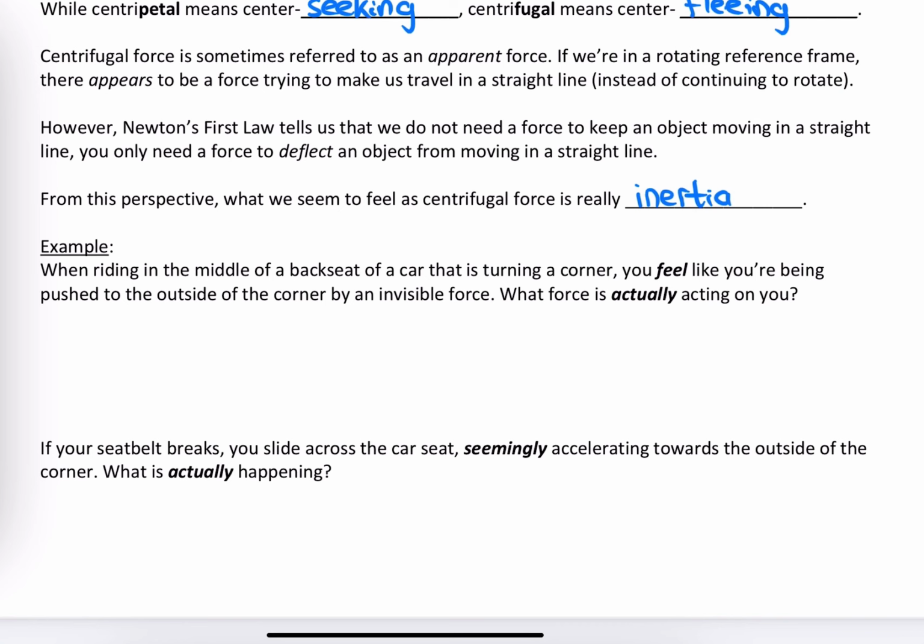Okay, and so this example here of the backseat of the car is what I've been talking about. If you're riding in the middle of the backseat of a car and it's turning a corner, you will feel like you're being pushed to the outside of the corner by an invisible force. But there's nothing pushing you towards the outside of the corner. It's inertia. There is a force pushing you towards the inside of the car, but nothing towards the outside.